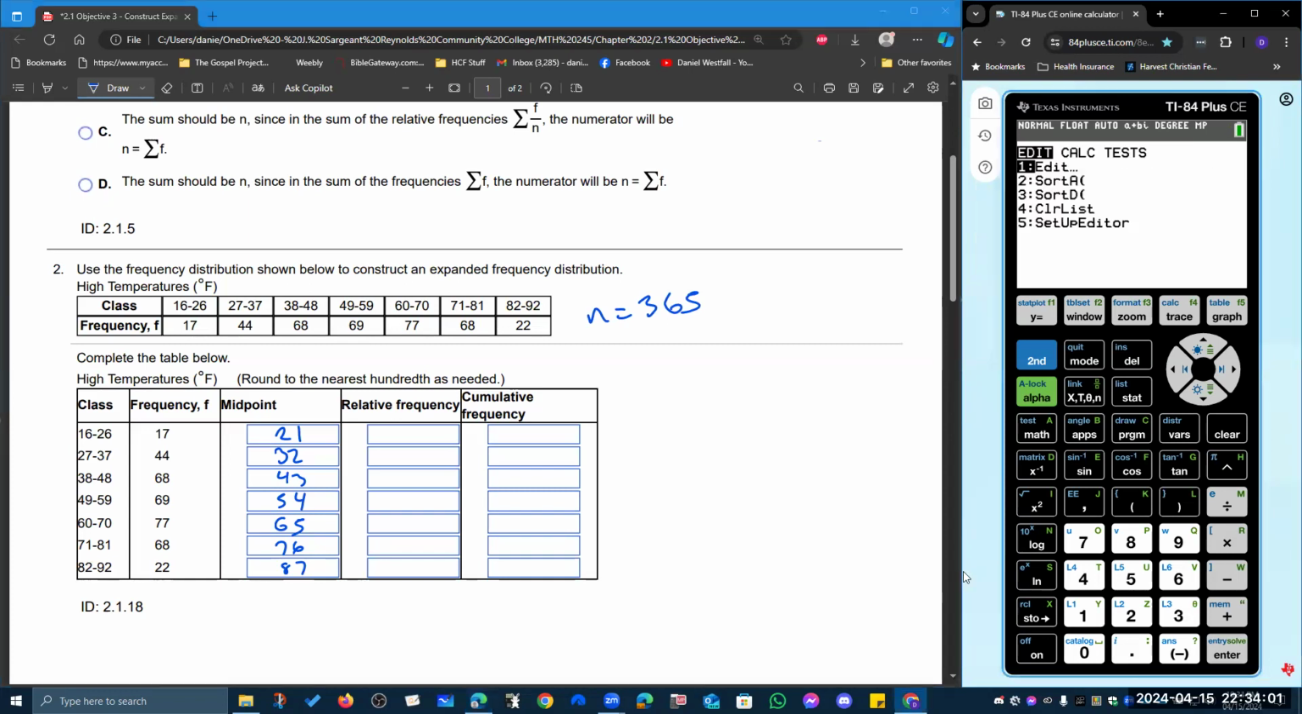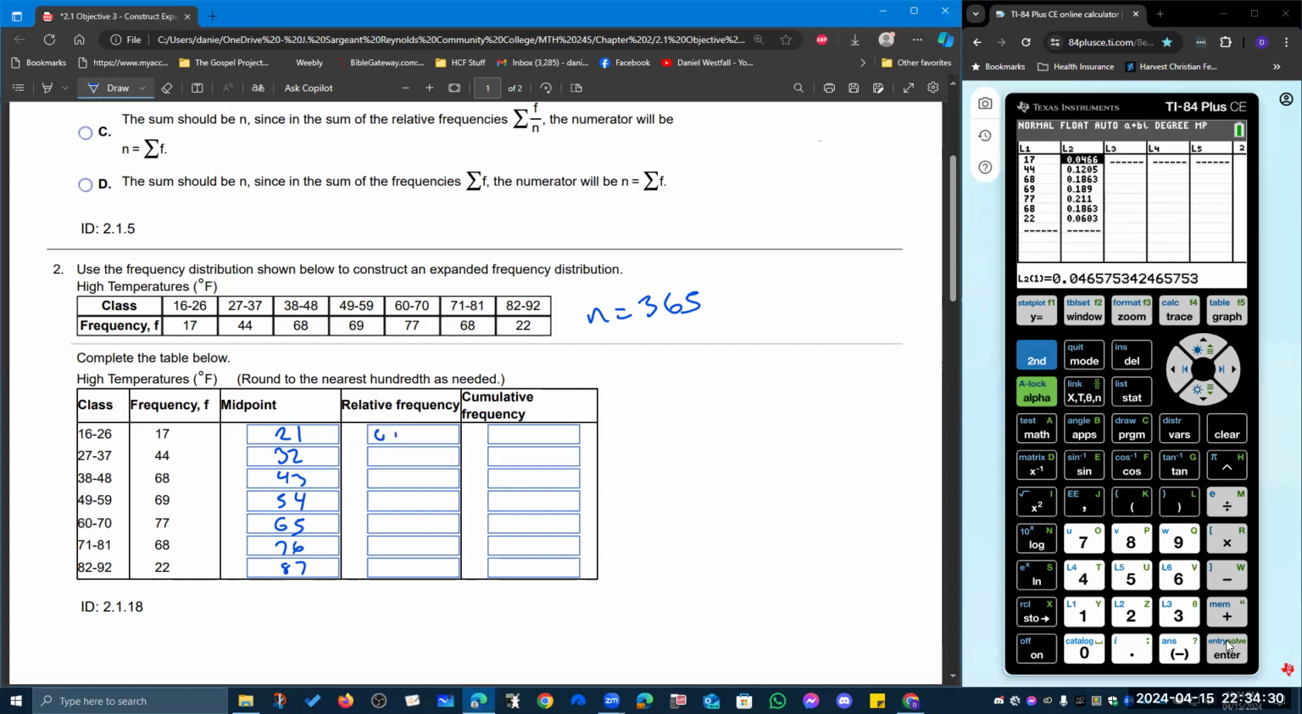Let me let my calculator do that. It's much better at that than I am. So 17, 44, 68, 69, 77, 68, and 22. And I just want to take everything that is in L1, and I want to divide it by 365. And so I have, when I round this to 2 decimal places, 0.05.